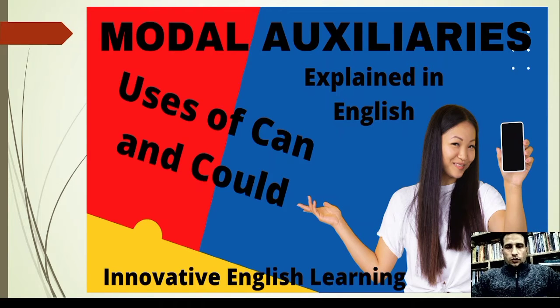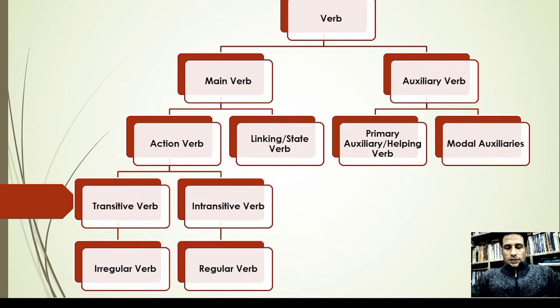Today we are going to talk about modal auxiliaries, or modals, or modal verbs, and we'll focus on the uses of can and could in this video. Now, if you remember, we had discussed the types of verbs: main verb, action verb, linking verb and their types. We have also talked about the primary auxiliaries, or helping verbs, in a previous video. In this video, we'll focus on modal auxiliaries and the uses of can and could.